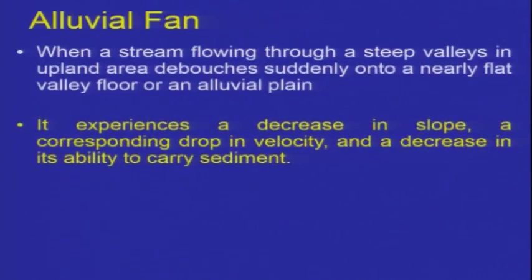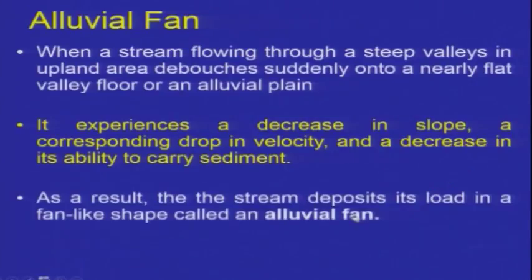So, it experiences a decrease in slope, because you are coming from a higher slope and then moving to a gentler one. So, you have a decrease in slope, a corresponding drop in the velocity and a decrease in its ability, that is the ability of the river to carry the sediments. So, what will it do? It will just dump here all the sediments. So, as a result, the stream deposits its load in a fan like shape called an alluvial fan. Let us look at some of the examples.